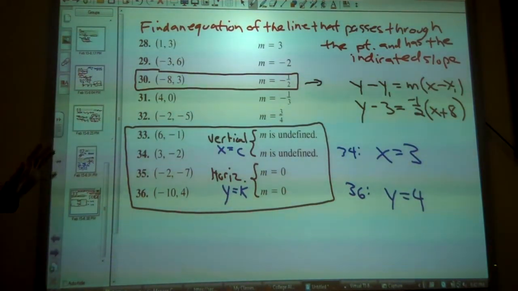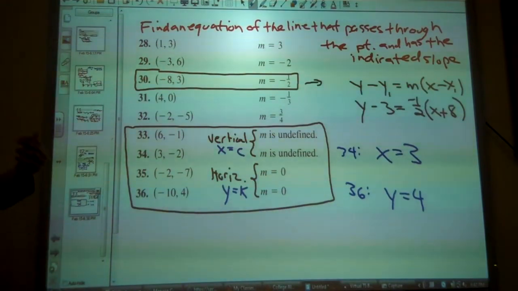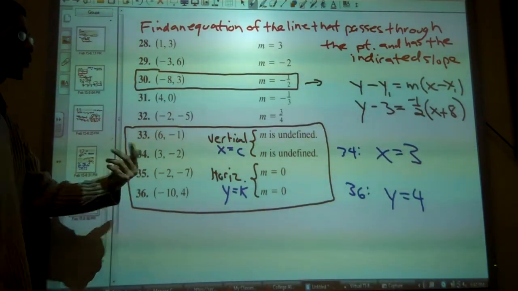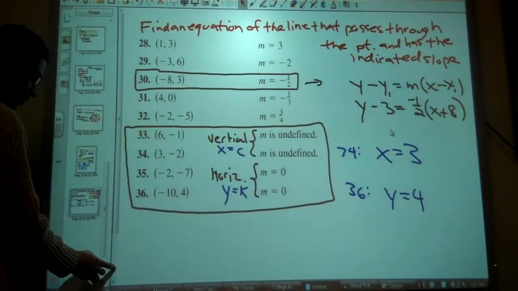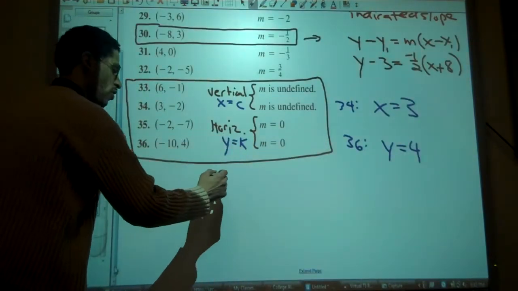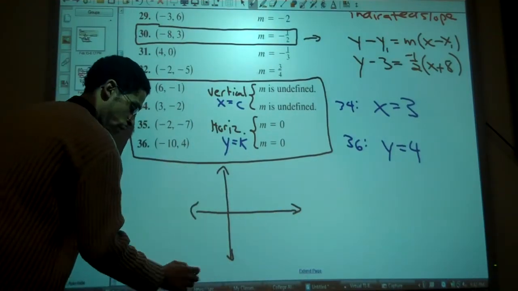They do say graph it too, and we haven't talked about graphing it. Right now we're just talking about finding the equation. Graphing the lines, we could do that. X equals 3, graph that line. Y equals 4, graph that line. We'll do them both on the same axis. Graphing these kinds of lines, no trouble. Horizontal, vertical lines, they don't give us trouble.